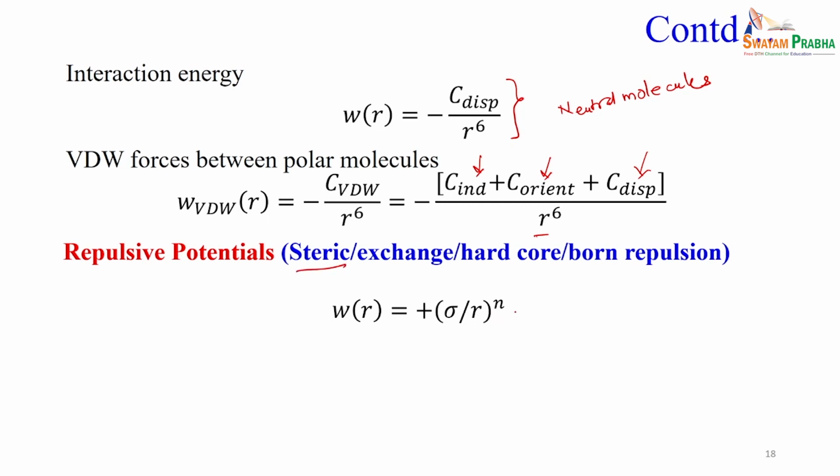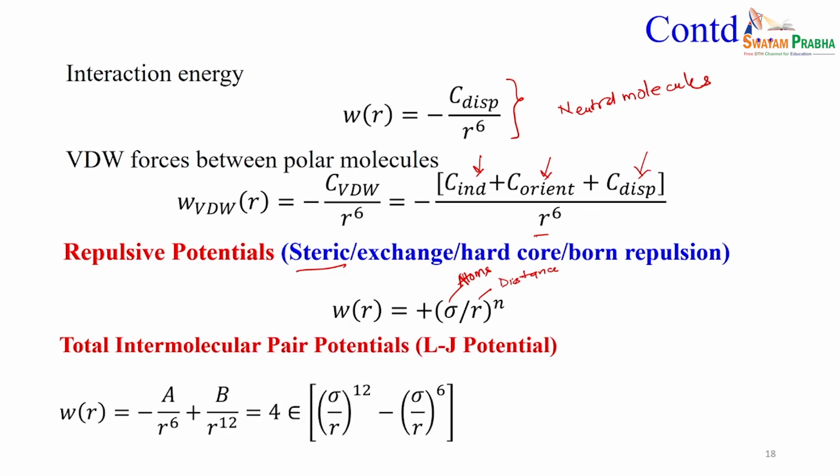That is exactly what is known as the repulsive potential, or steric repulsion, and it is expressed as a function of sigma and r. Sigma is the size of that particular molecule or atom, and r is the interatomic distance. If we combine both the attractive as well as the repulsive forces together, we get the pair potential, or Lennard-Jones pair potential.